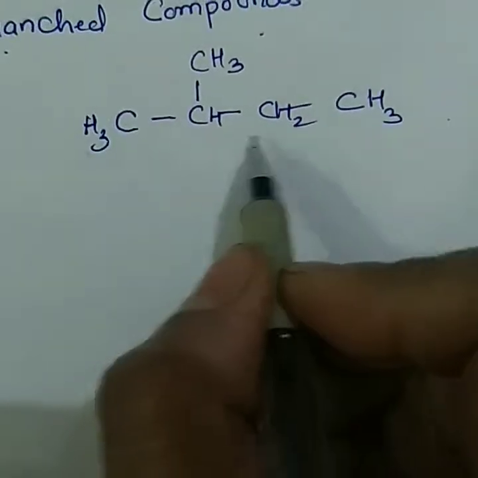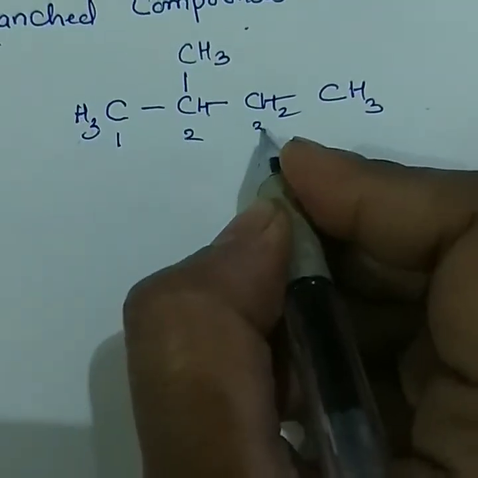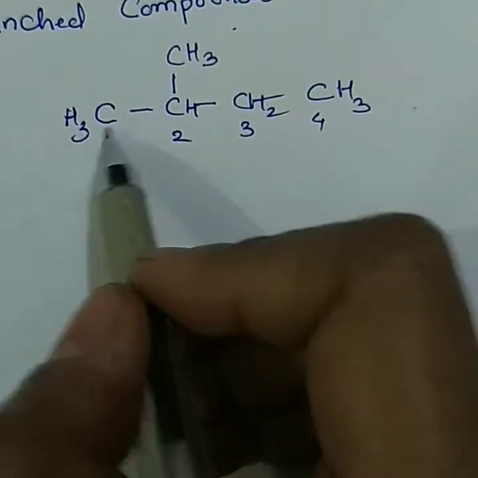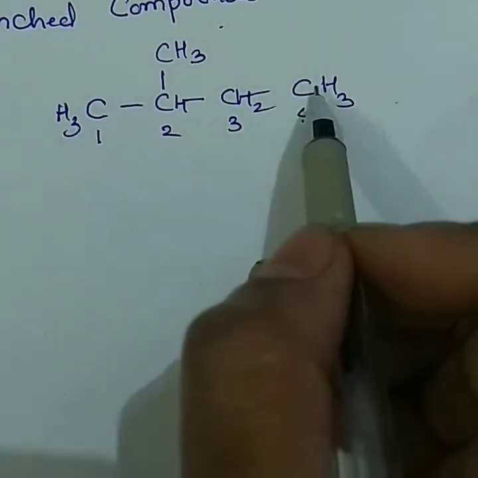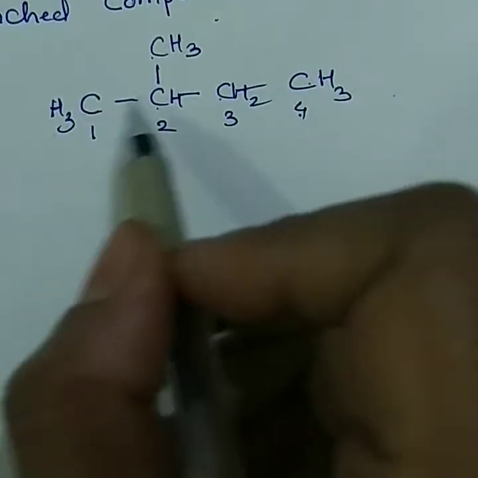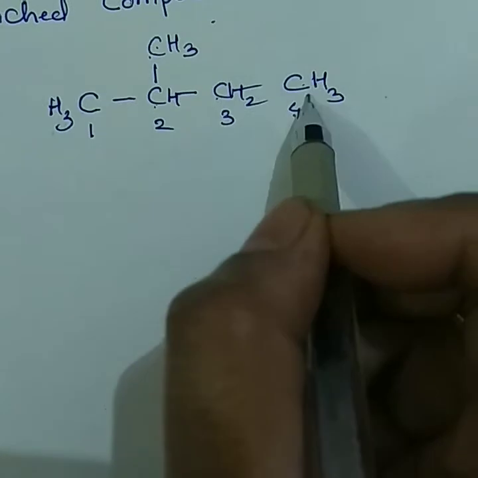The first step is to put the numbers on each carbon. You have to select the longest chain. 1, 2, 3 and 4. This is the longest chain. This can also be the chain 1, 2, 3 and 4. Both chains are the same, but 1, 2 and 3 is not the same. So I have taken the longest chain with 4 carbons.